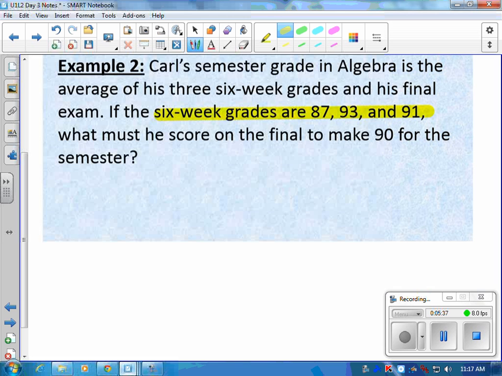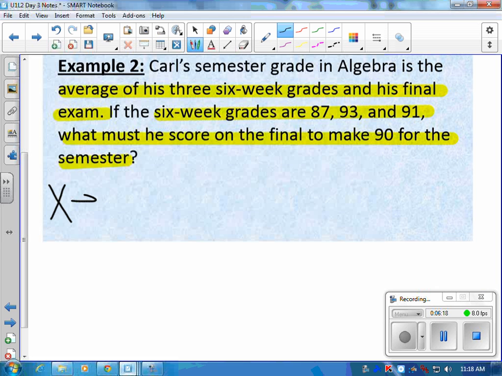What else do I need to know? Seth? So my question is asking me, what does he have to get on his final to get a 90 for the whole semester? What else do I need to know? Jason? And what am I taking the average of? So I need to find the average of the 3 6-week grades and the final exam. You don't calculate the semester average just with those 3 grades. You also have to include the exam in there.